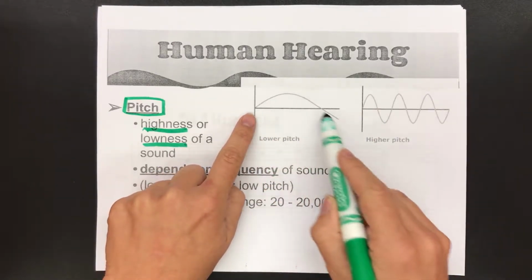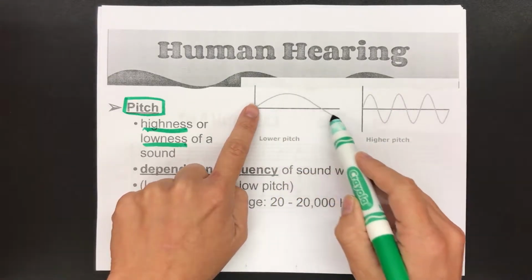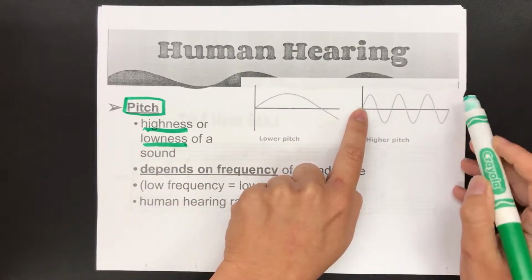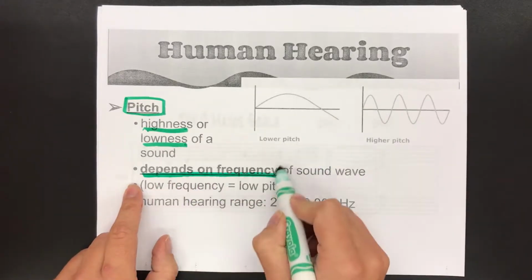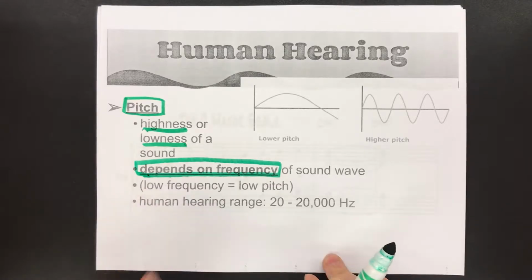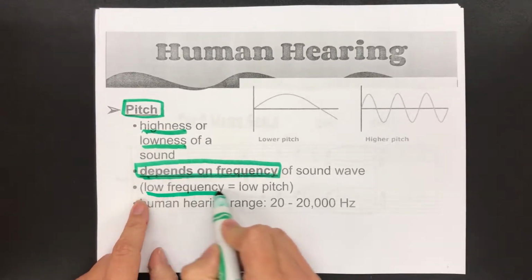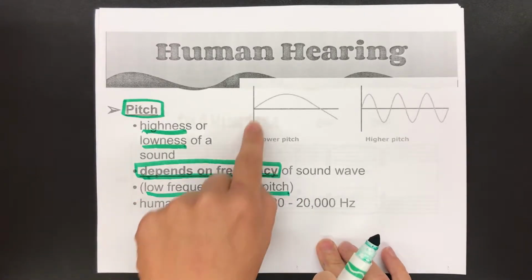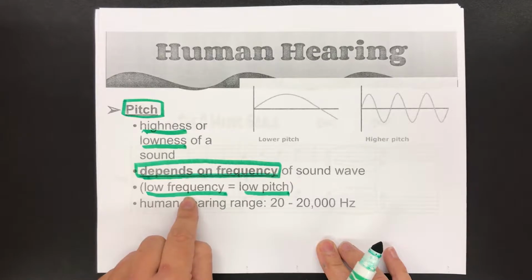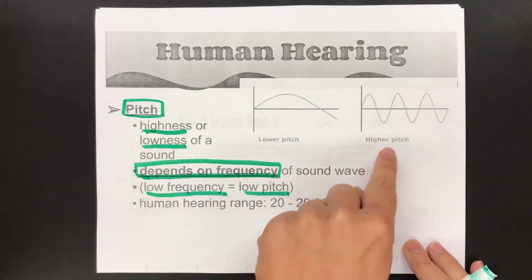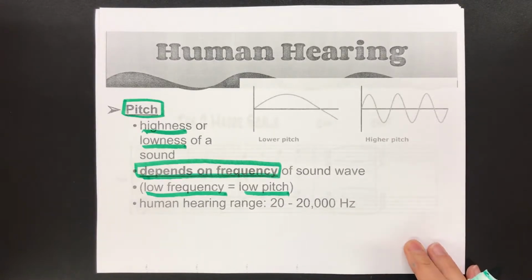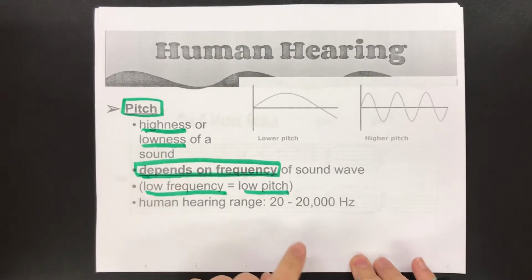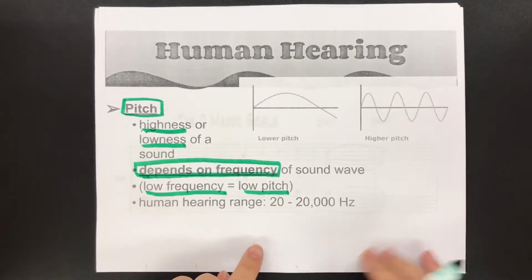If you look at these pictures, this one only has one long wave, this one has short bursts of waves. It depends on frequency. The lower the frequency, the lower the pitch. Low frequency, low pitch. High pitch, high frequency. Now, our ears only pick up a certain range of frequencies. If it's too high, like a dog whistle, your ears will not be able to pick it up because it doesn't fall into that range. This also changes with age. The older you get, the less you can hear.